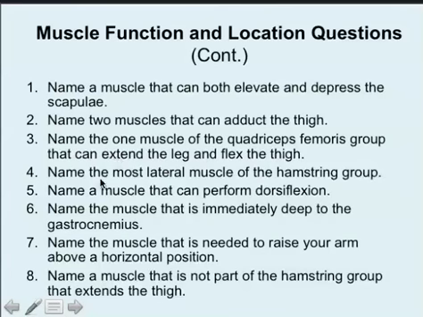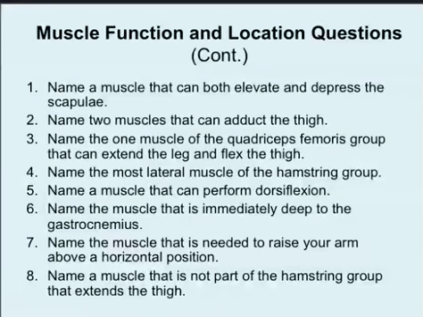Name the most lateral muscle of the hamstring group, and that is the biceps femoris. Okay, the biceps femoris. Question number 5. Name a muscle that can perform dorsiflexion. Okay, and the answer is the soleus. I'm sorry. The answer is the tibialis anterior. It's my mistake.